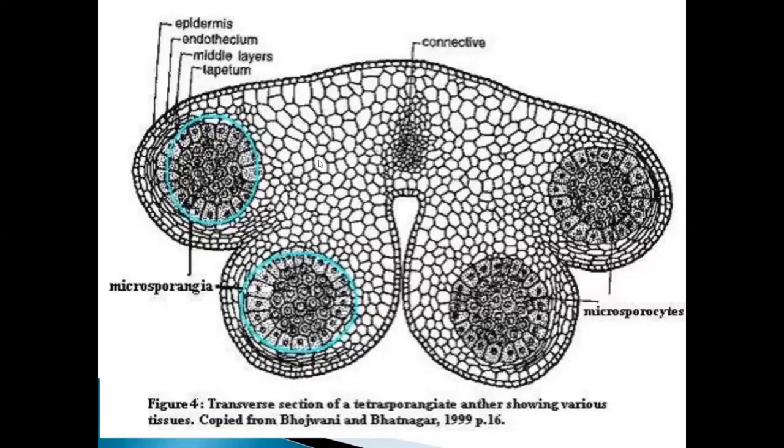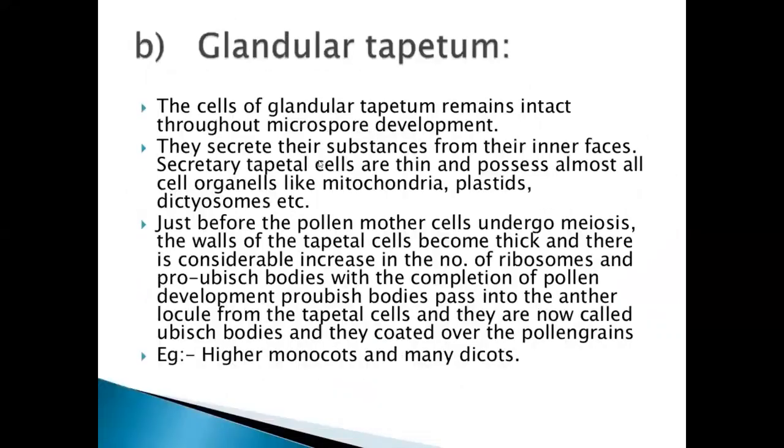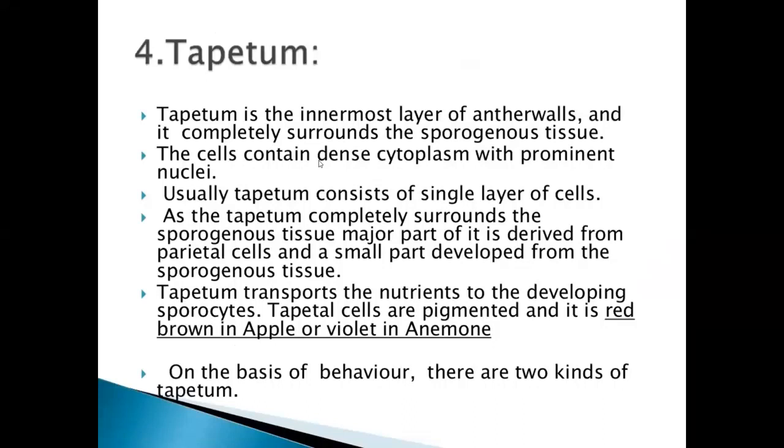Based on the development, the tapetum is of two types. We'll discuss that. It is the innermost layer of the anther walls, and it surrounds the sporogenous tissue. The cells contain dense cytoplasm with prominent nuclei. Usually the tapetum consists of a single layer of cells. As the tapetum surrounds the sporogenous tissue, a major part of it is derived from the parietal cells and a small part develops from the sporogenous tissue.